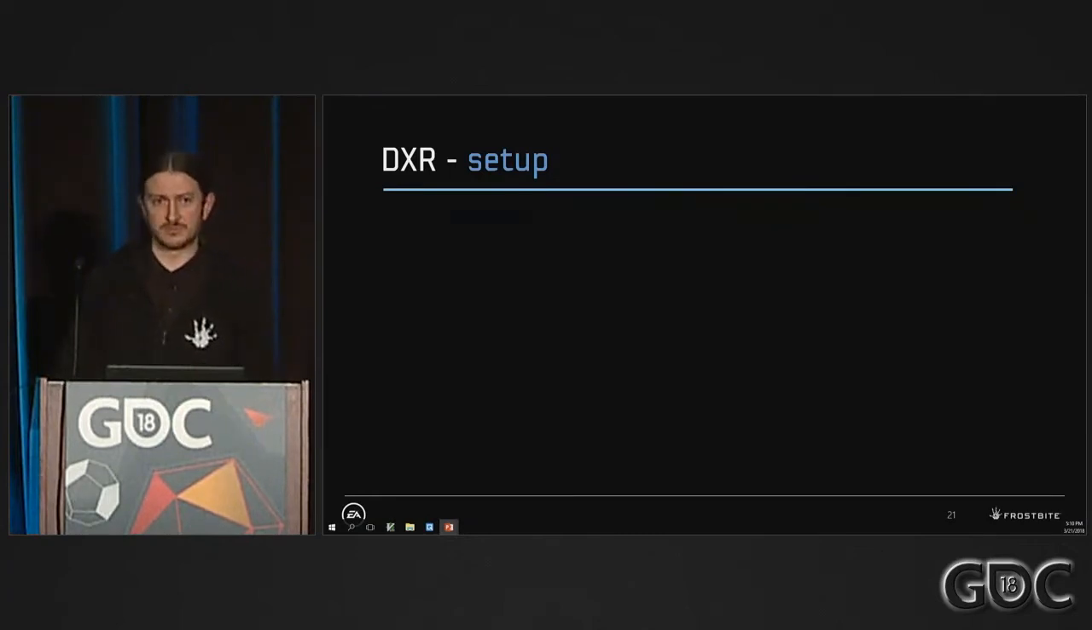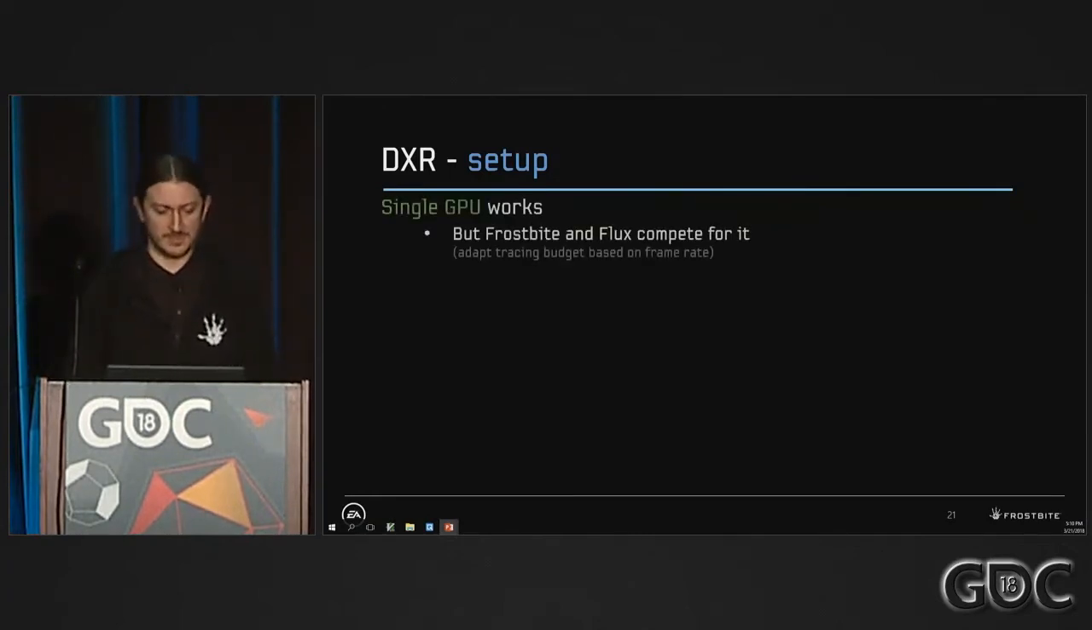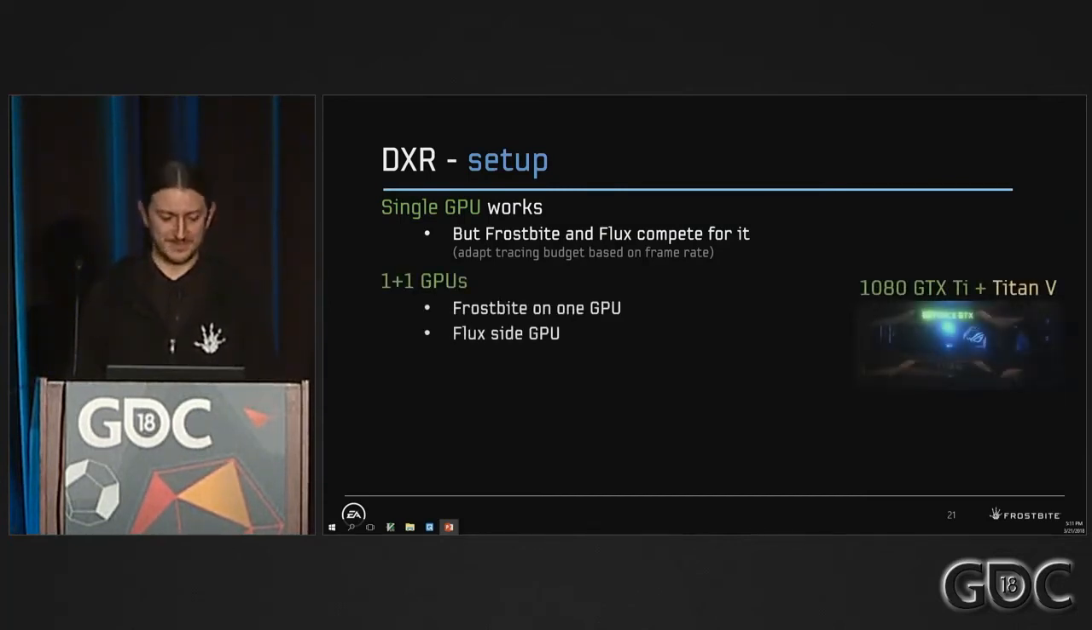So what's the setup to be able to run this preview? Of course, you can use a single GPU, but Frostbite and Flux will compete for it. And even if you try to adapt your budget to fit a certain frame rate, you will never get something very nice. The best is, of course, two GPUs.